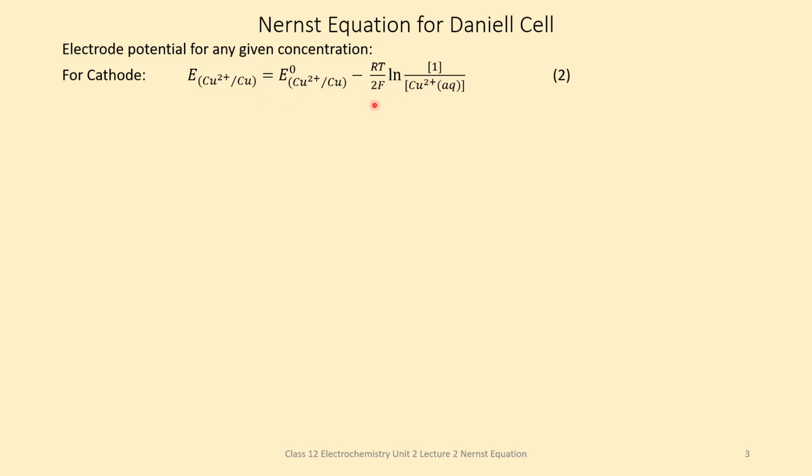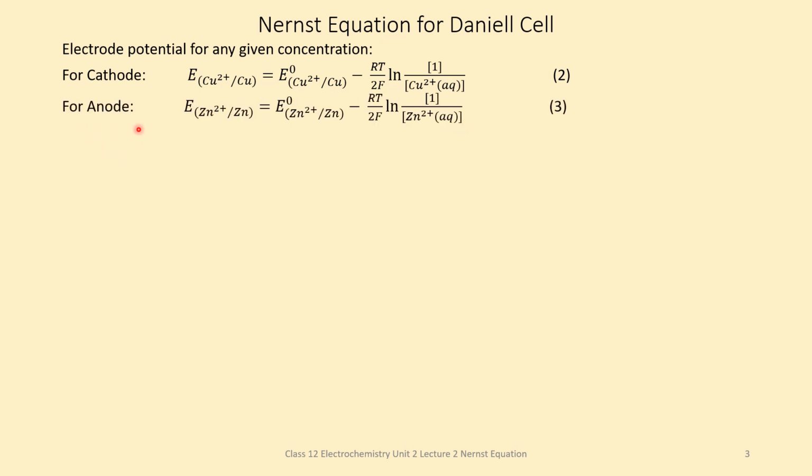The concentration of pure solid is 1. A pure solid or pure liquid is always 1. Hence we have taken the value of M as 1, and the concentration of Cu2+ aqueous is in the denominator. Let it be equation 2.